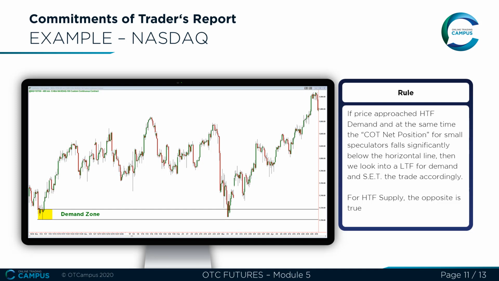The same thing can be applied vice versa. If we notice that price is hitting a higher time frame supply zone, it's not represented here, but it's simply a mirror image of everything we just discussed here. If we see that price is hitting a higher time frame supply zone and at the same time the small speculator group COT net position is increasing in value, this is suggesting that the small speculators or the novices are adding more long positions as price is rising and rising into a higher time frame supply. So we want to take the other side. So what do we do? We go down to the lower time frame and we look for high quality lower time frame supply zones to set our position there.